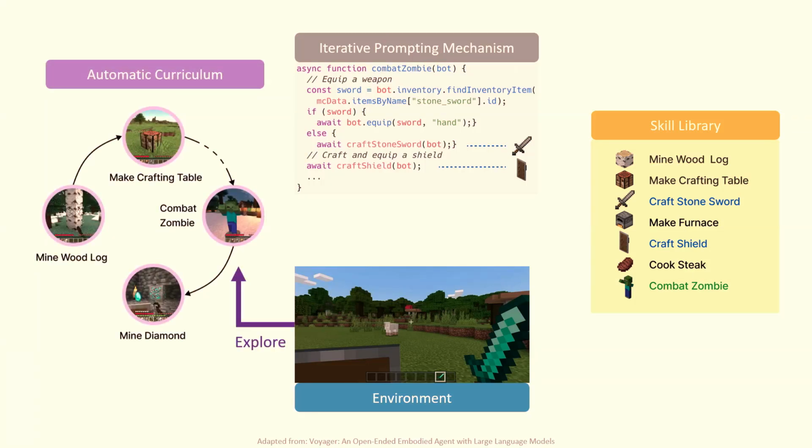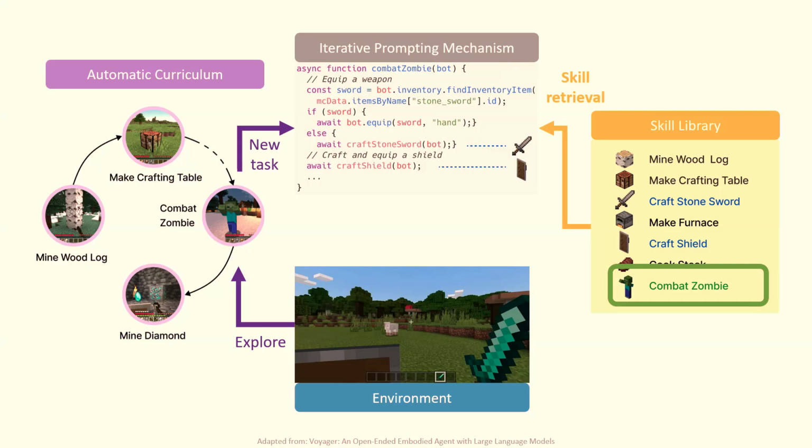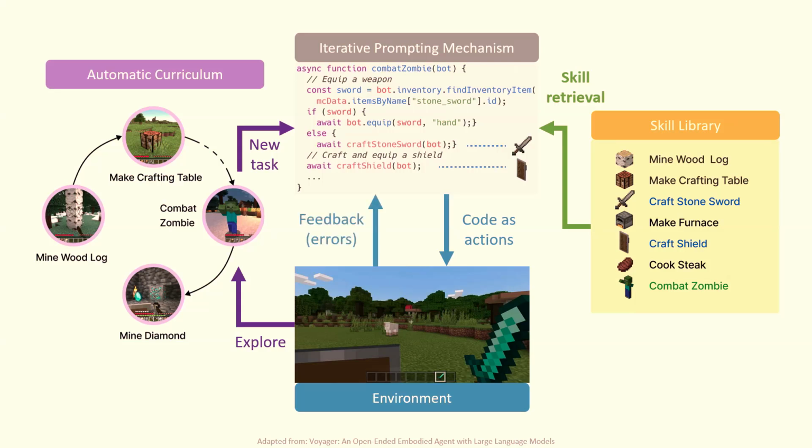It works like this. First, Voyager starts exploring the environment to encounter new problems, to learn new skills. Every time it encounters a situation in the game, it creates a new task. Now, it searches its skill library to see if it already has a skill that knows how to complete that task. If it finds a matching skill, it retrieves the code from that skill to perform the task, and then it executes the code to complete the task.